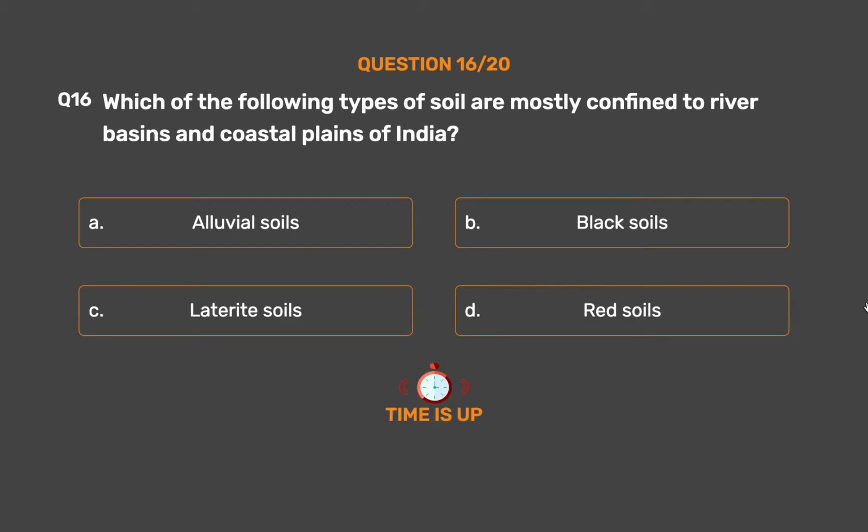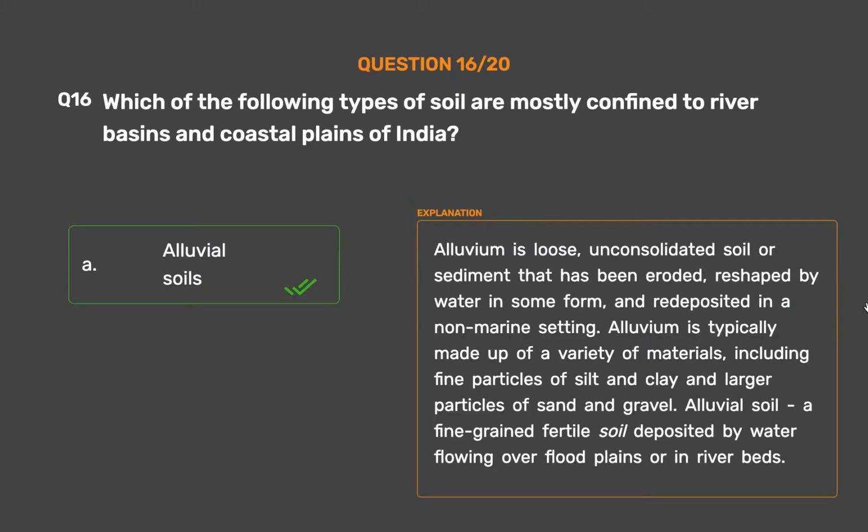The correct answer is Option A, Alluvial soils. Alluvium is loose, unconsolidated soil or sediment that has been eroded, reshaped by water in some form, and redeposited in a non-marine setting. Alluvium is typically made up of a variety of materials, including fine particles of silt and clay and larger particles of sand and gravel. Alluvial soil is a fine-grained fertile soil deposited by water flowing over floodplains or in riverbeds.